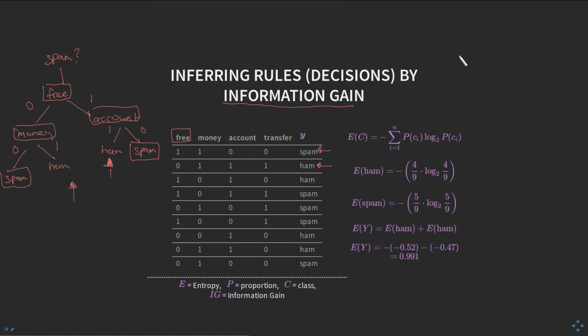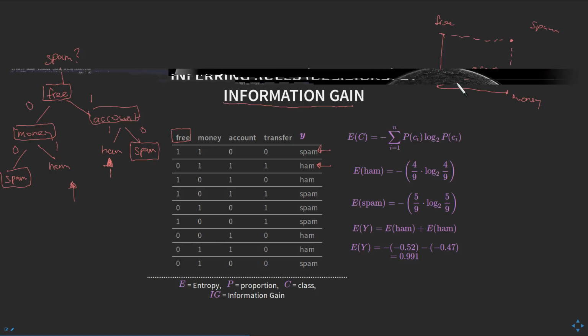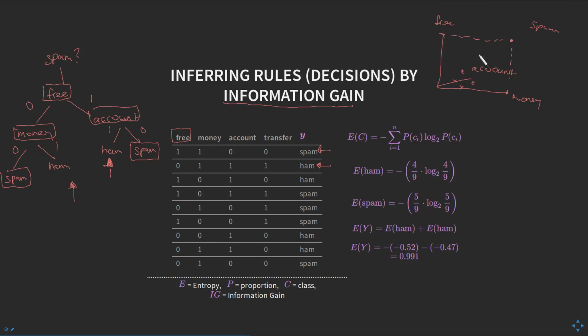Now let's consider looking at this from a sort of feature space ID where we have our words on axes, so free, money, and account. Now the ones that have free and money in there, as we said, will probably be spam. And then the ones that are here, here, here, etc. are probably ham.